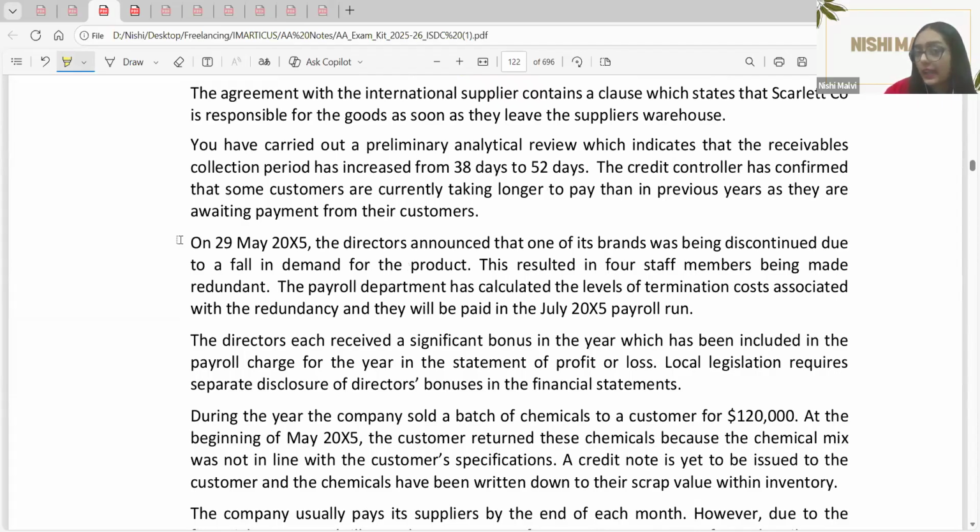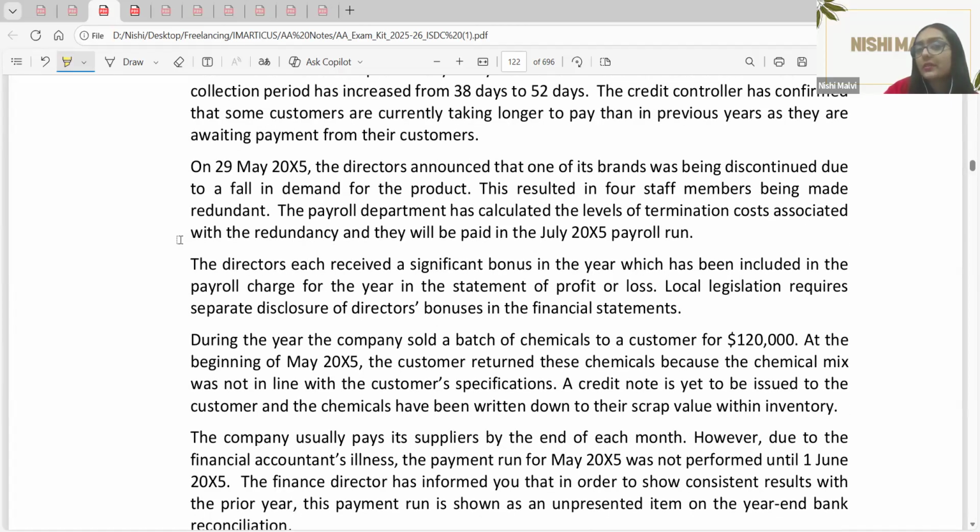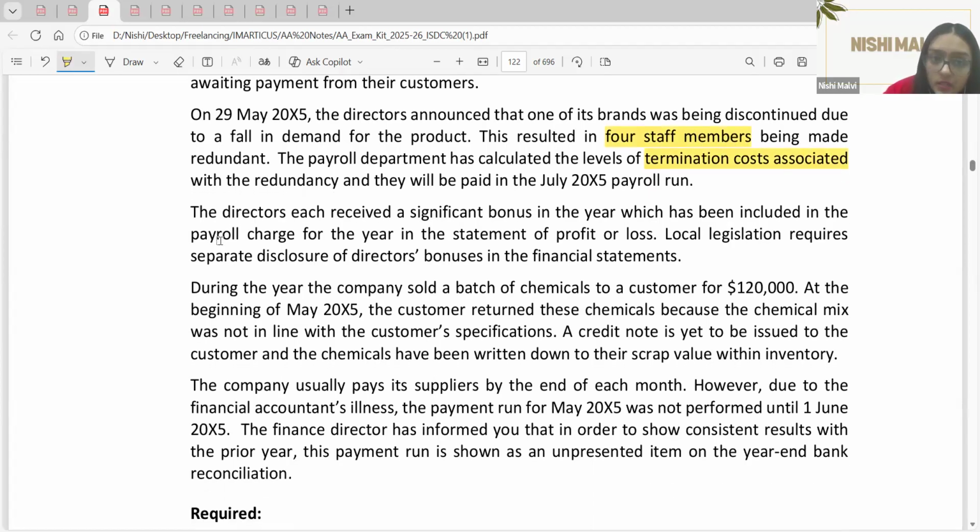We have carried out a preliminary analytical review which indicates the receivable collection period has increased from 38 days to 52 days. The credit controller confirmed some customers are currently taking longer to pay than last year. On 29th May, a director announced that one of its brands is discontinued due to a fall in demand. This resulted in 4 staff members being made redundant. The payroll department has calculated the level of termination costs associated with the redundancy and they will be paid in the July 20x5 payroll run. Okay, next year July. And they are terminating a brand.